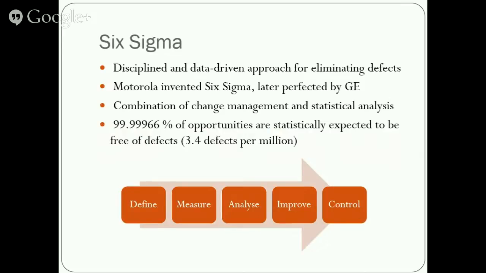Now, talking about Six Sigma, this is a very disciplined and data-driven approach for elimination of defects. As I was talking about lean manufacturing, in manufacturing we were reducing our wastage so that my quality was enhanced. Now, Six Sigma is a different aspect, which is a combination of change management and statistical analysis. Motorola was the first company which invented Six Sigma. Later on, this was perfected by GE.